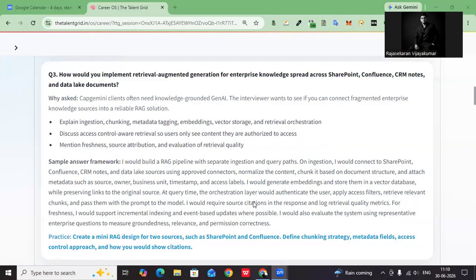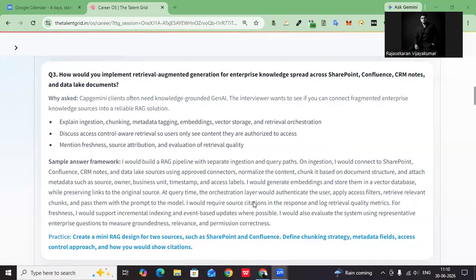Then I will be considering the end-to-end RAG pipeline, which involves retrieval, augmentation, and generation. In retrieval, I will be implementing access-aware retrieval with top K, and applying re-ranking. Once the response is there, I will be doing augmentation, generating a proper prompt and sending that prompt to the model, and receiving a response.